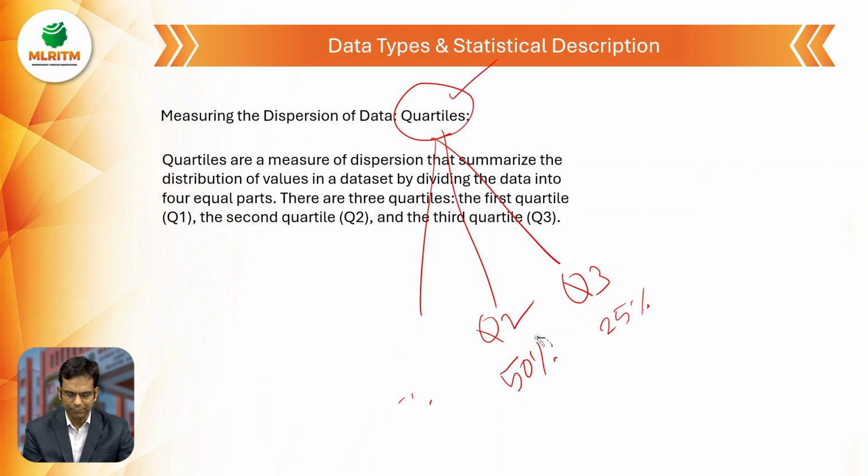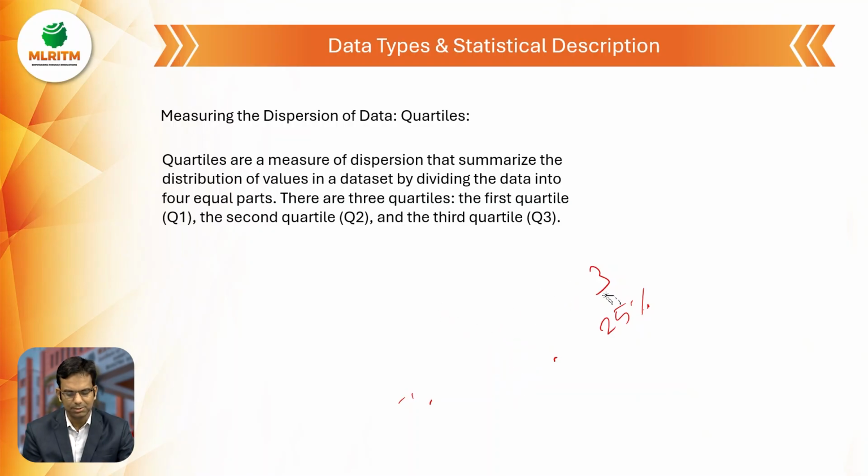Now you see the definition. Quartiles are measures of description that summarize the distribution of the values in a data set by dividing the data into 4 equal parts or 3 equal parts. As I told you just now, whenever you take the total amount of data, you are categorizing it into 3 or 4 categories. Consider I am taking 3 categories only. For those 3 categories, I am giving 3 names: Q1, Q2, Q3.